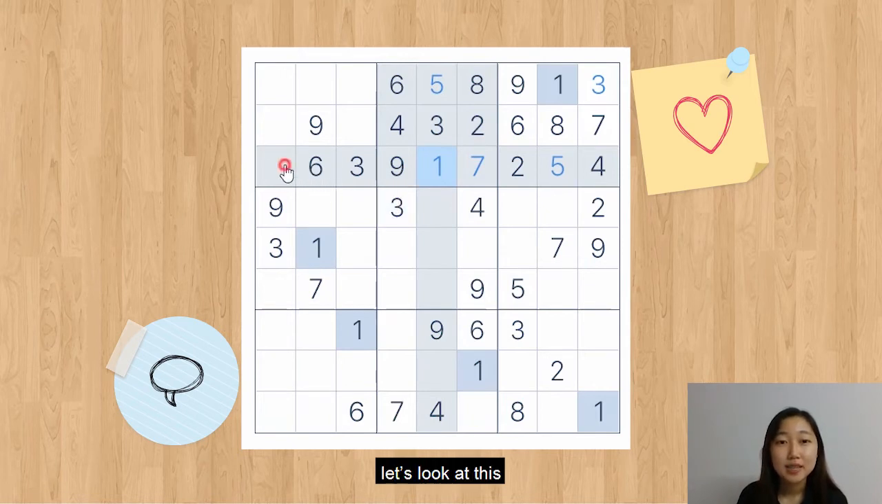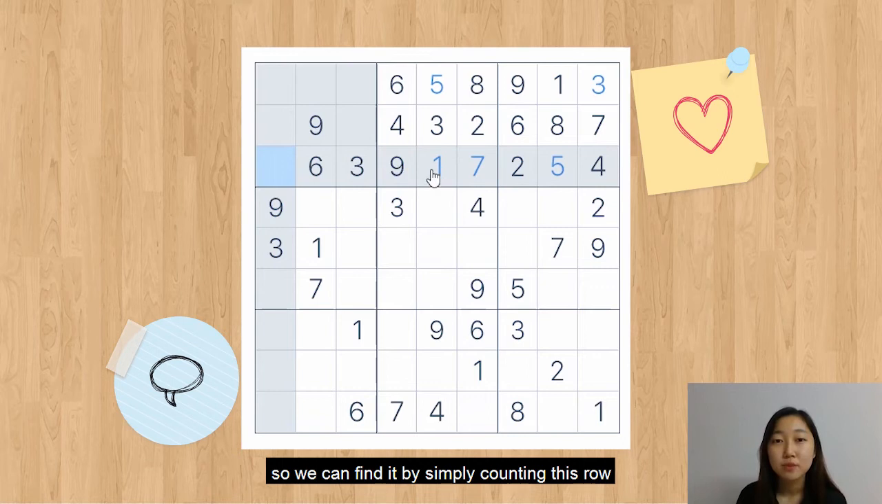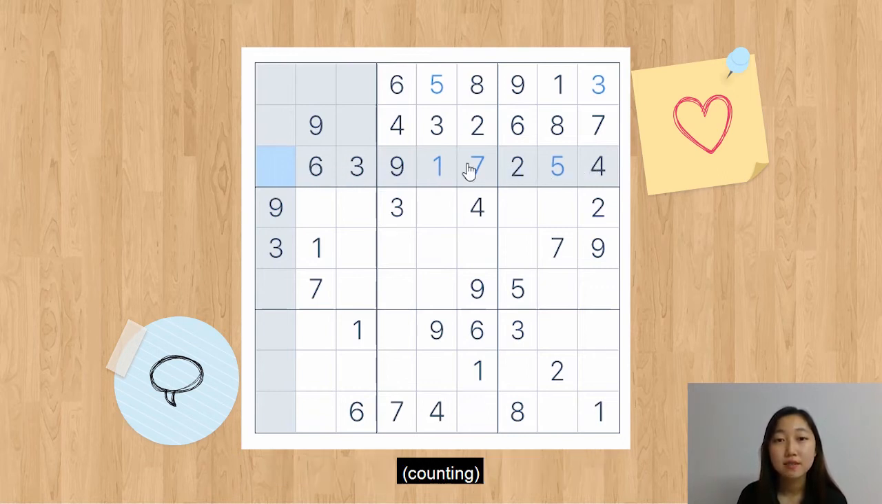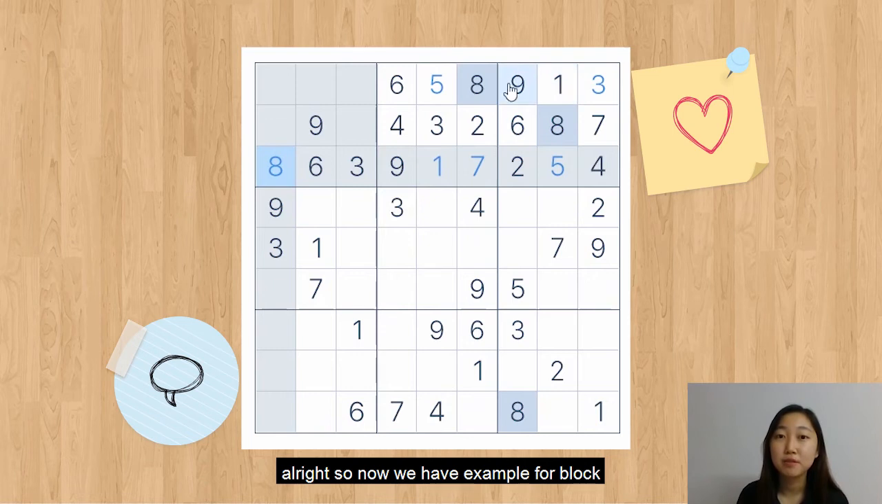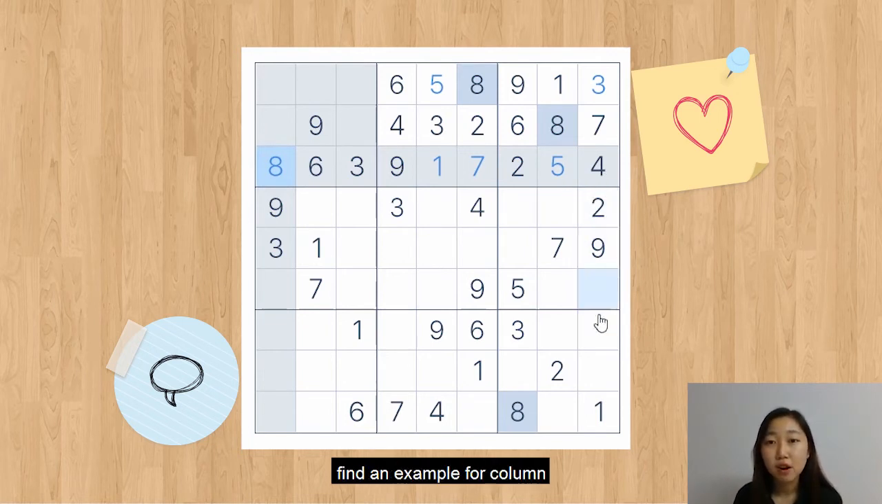Let's look at this. There's only one number left in this row, so we can find it by simply counting this row. 1, 2, 3, 4, 5, 6, 7, 8. Number 8 is missing. Alright, so now we have example for block. We have example for row. And let's find an example for column. Let's solve this together.